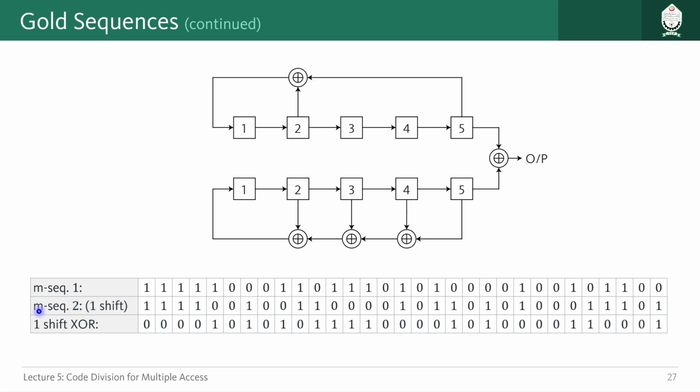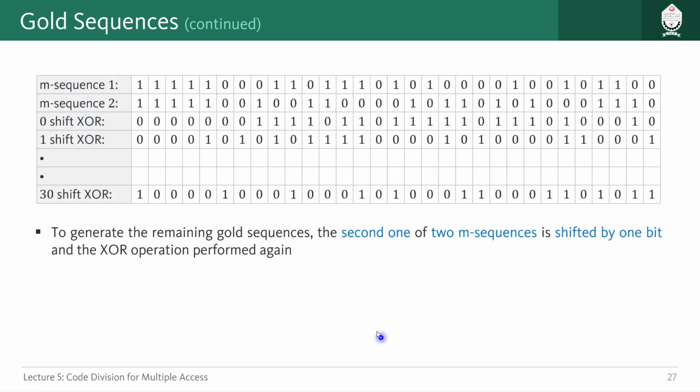So if you shift the second M sequence to the left 1 bit by 1 bit like this, you are going to get a new sequence here. And if you then take the XOR between these two sequences, you are going to get a new gold sequence at the third row, right? That is the basic idea. You can just shift it towards the left like this, 1 bit by 1 bit, and finally XOR these two sequences together, and you get a new gold sequence. That is what is done here.